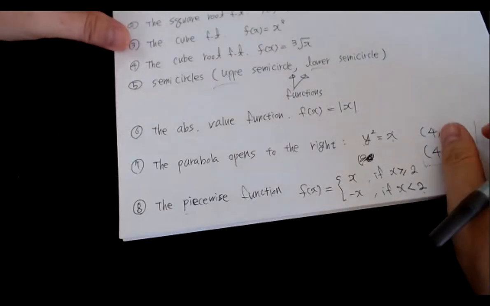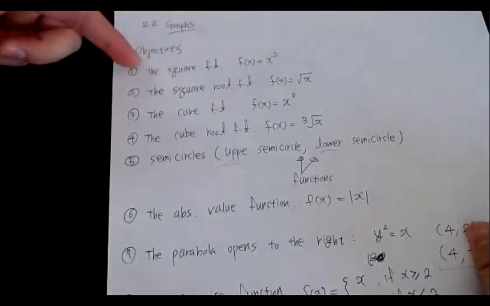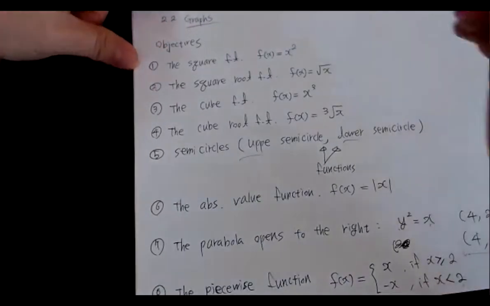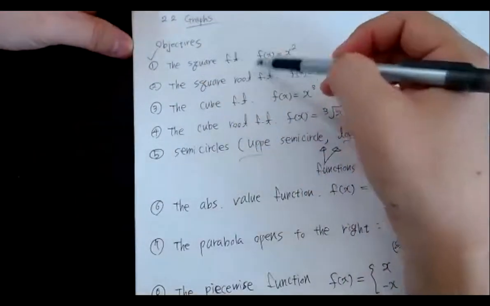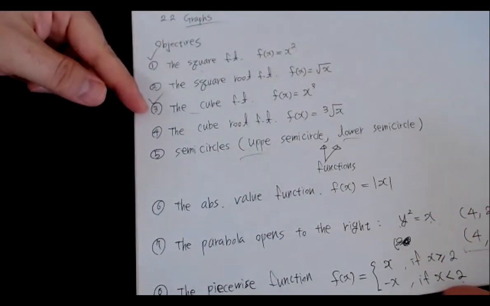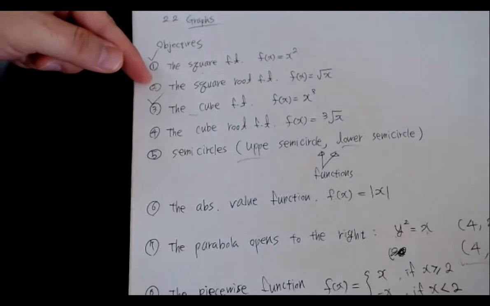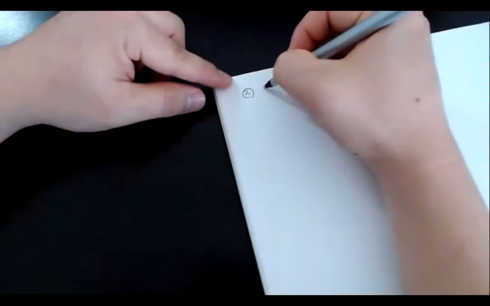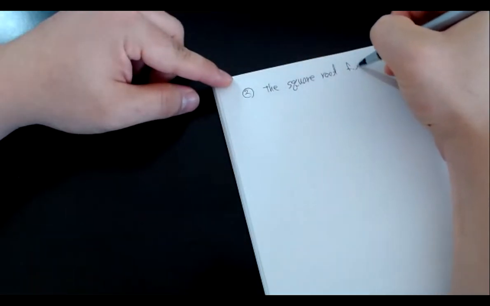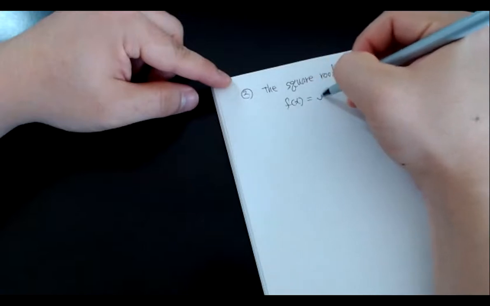Anyway, let's start from the square function. Last time I covered the square function and the cube function, so I'll skip the first and third and start from the second objective, the square root function. So f of x is equal to the square root of x.